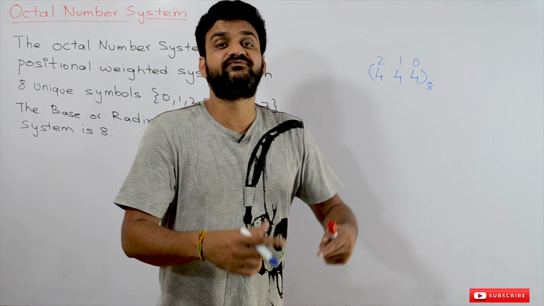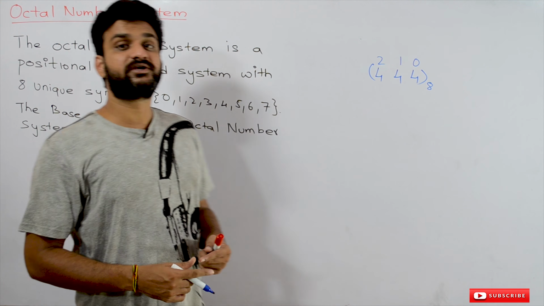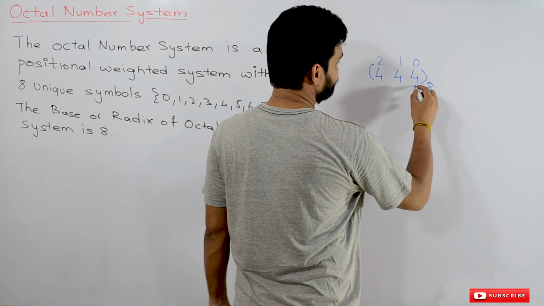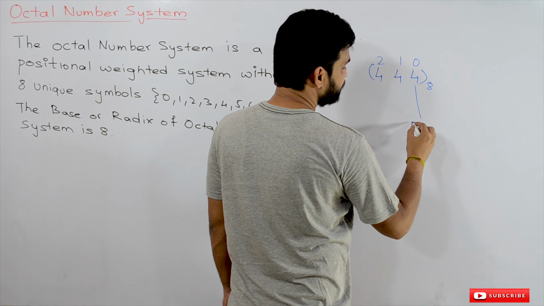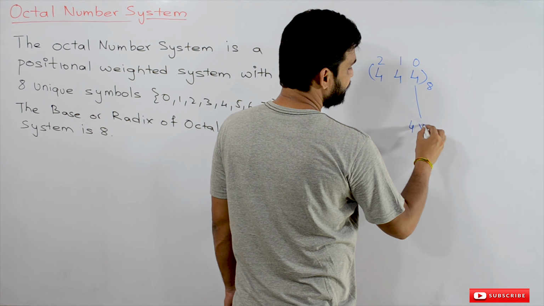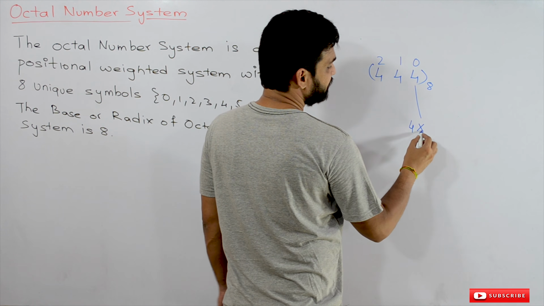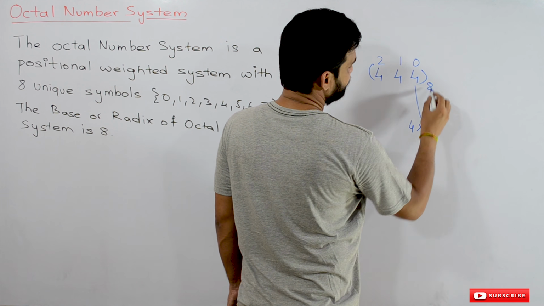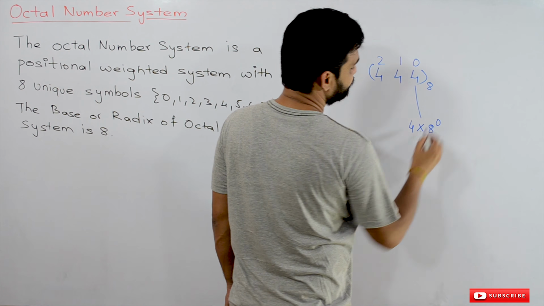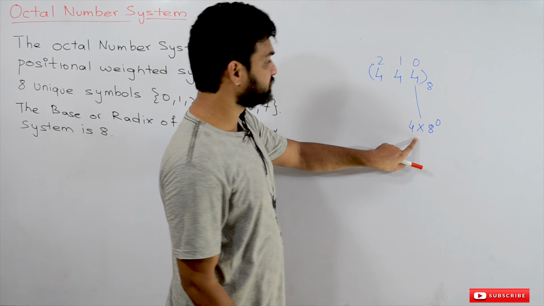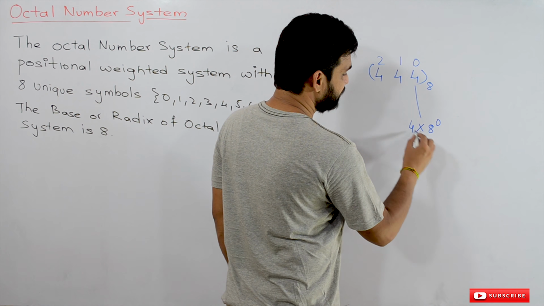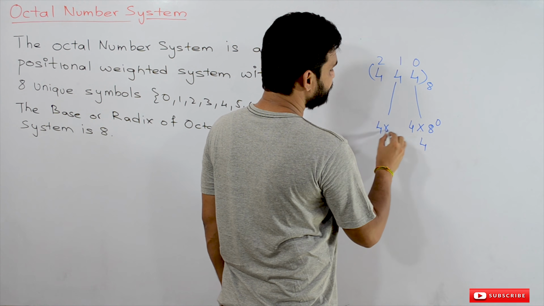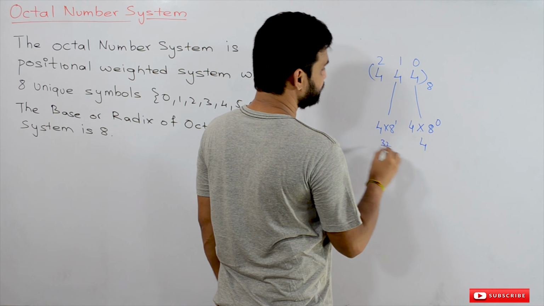How to find the value of a number in the octal number system? It is to find the positional weight. How to find the positional weight is, if you take this number, it is the number multiplied by base to the power of position. For position 0, the value of this number is 4. And similarly, what is the value of this number? It is 4 into 8 power 1, which is equal to 32.